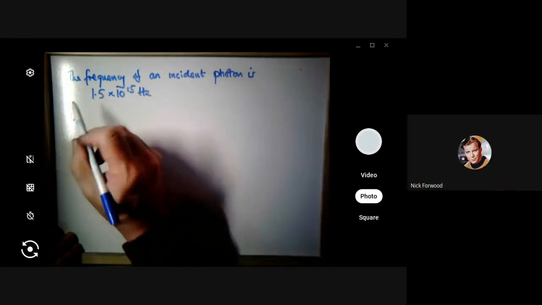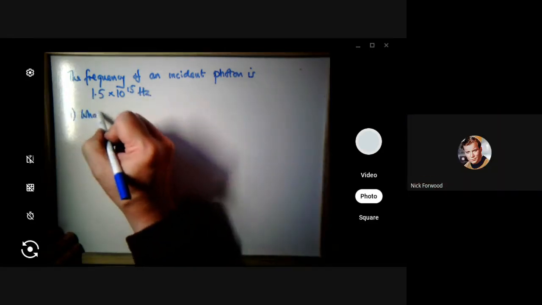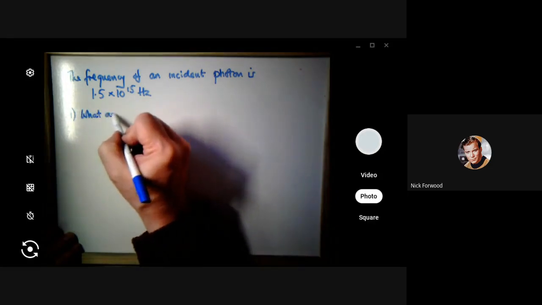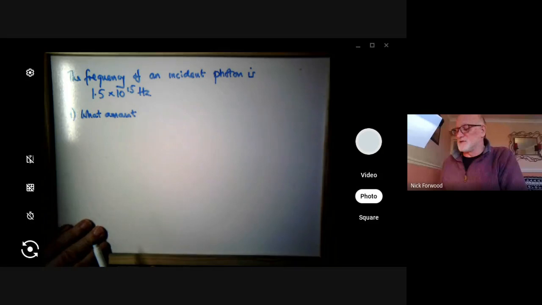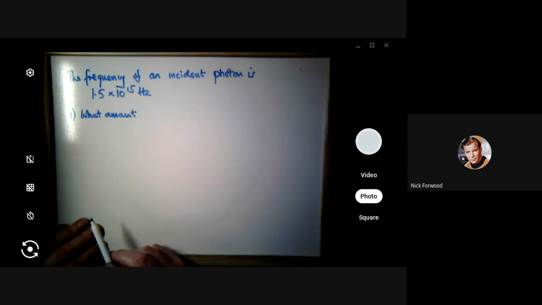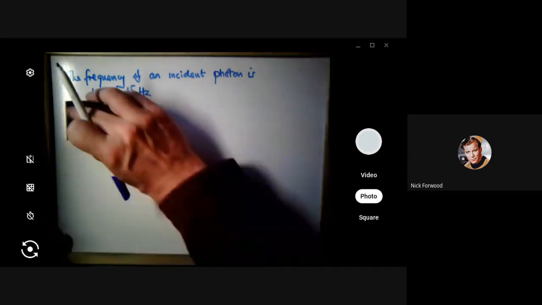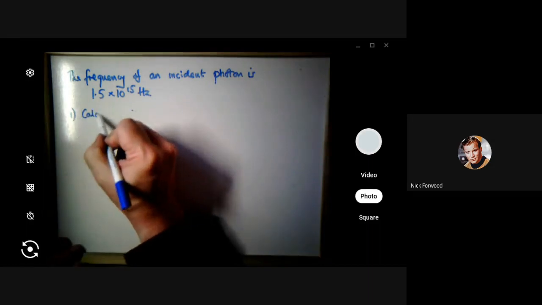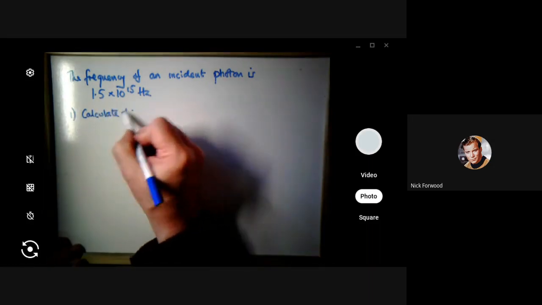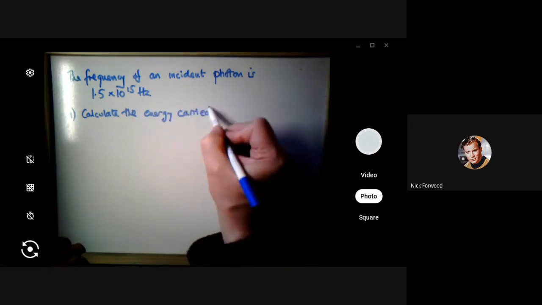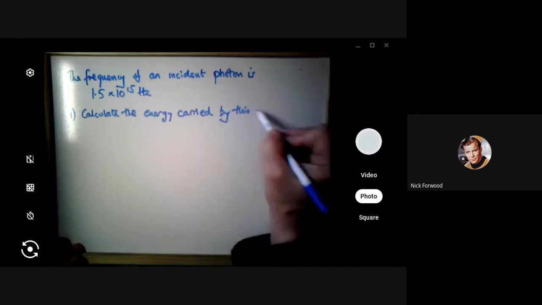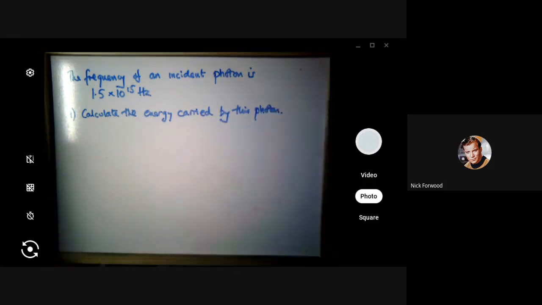And the first part of the question is, we've got to calculate. The SQA paper would actually say calculate. They don't use words like what amount. They use special words, command words. So that really should be calculate, not what amount or how much energy. So I ought to take that out really and say calculate. Okay, so it's an incoming photon.